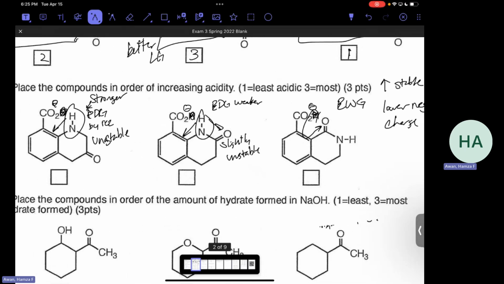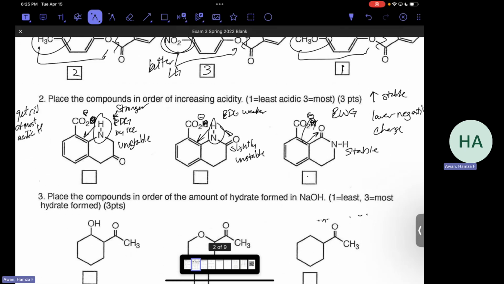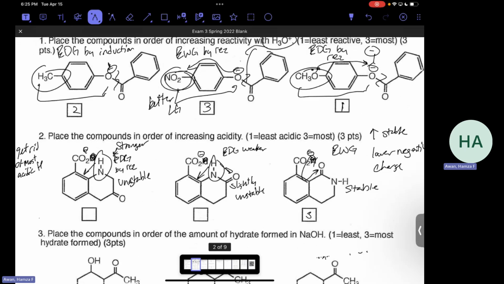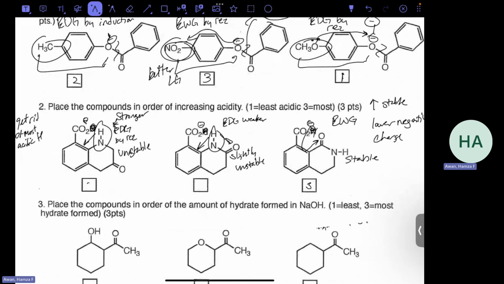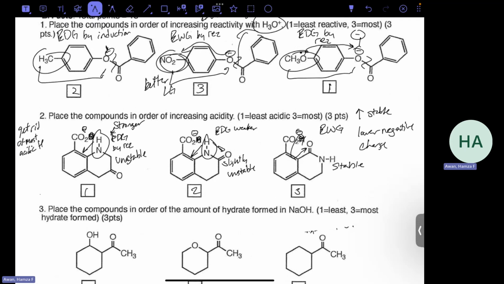So as a result, we have our ranking already. The most acidic is going to be the most stable one, so 3. The least acidic is going to be the one that's the most unstable, 1, and the other one is 2. Any questions on how I got that?